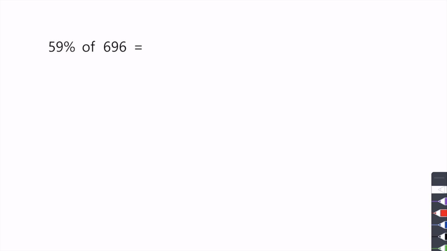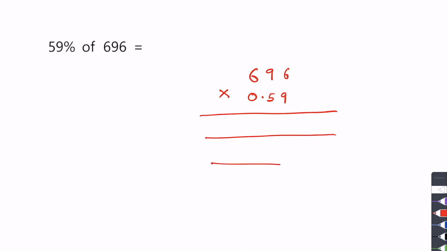Okay, here we have 59% of 696. So once again, the numbers are difficult, we don't really like them, so we're going to convert the 59% to a decimal number and then multiply by 696. So in this case, we're going to have 696 multiplied by 0.59. So let's go through and do this one.